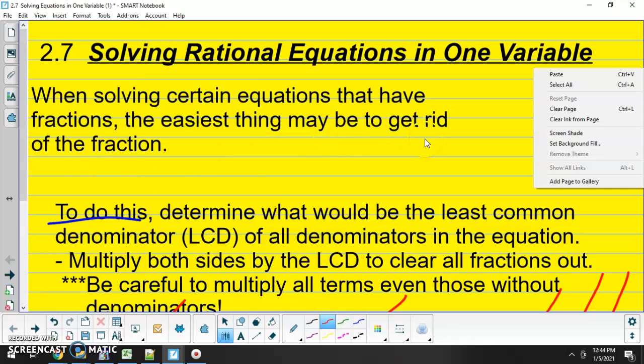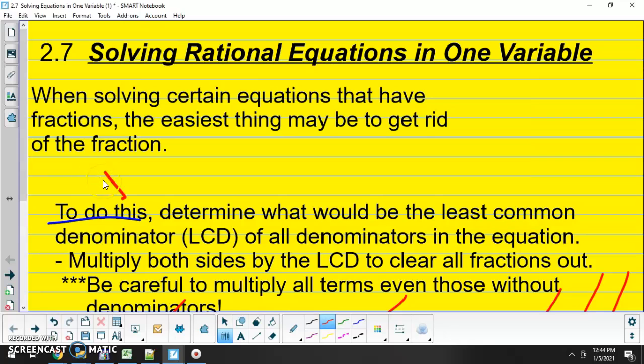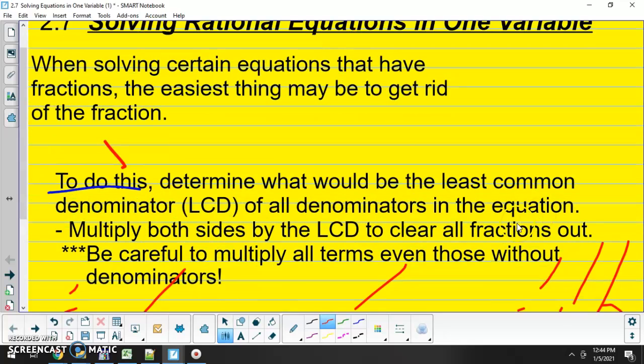So the easiest thing to do, at least I believe, is to get rid of the fractions. How do we solve equations with fractions? We get rid of the fractions. To do this, you want to determine the least common denominator of all the denominators in the equation. And whatever that least common denominator is, you multiply both sides by in order to clear the fractions out.